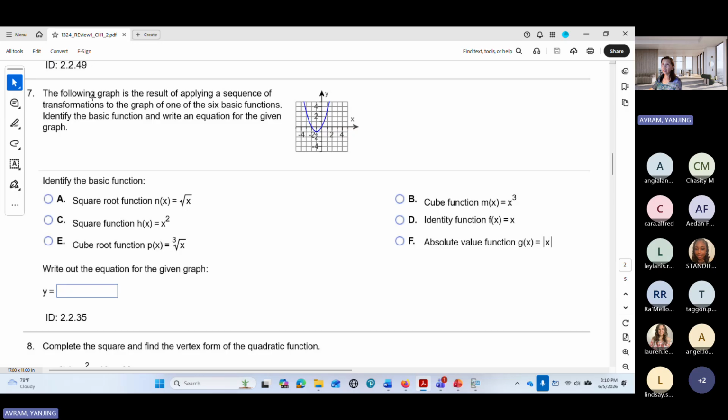Second one right here, the following graph is a result of applying a sequence of transformations to the graph of one of the 6 basic functions. Okay, so what are the 6 basic functions? Square root, square, cube, cube root, y equal to x, y equal to absolute value of x. These are all the 6 basic functions in here. And how does this one look?